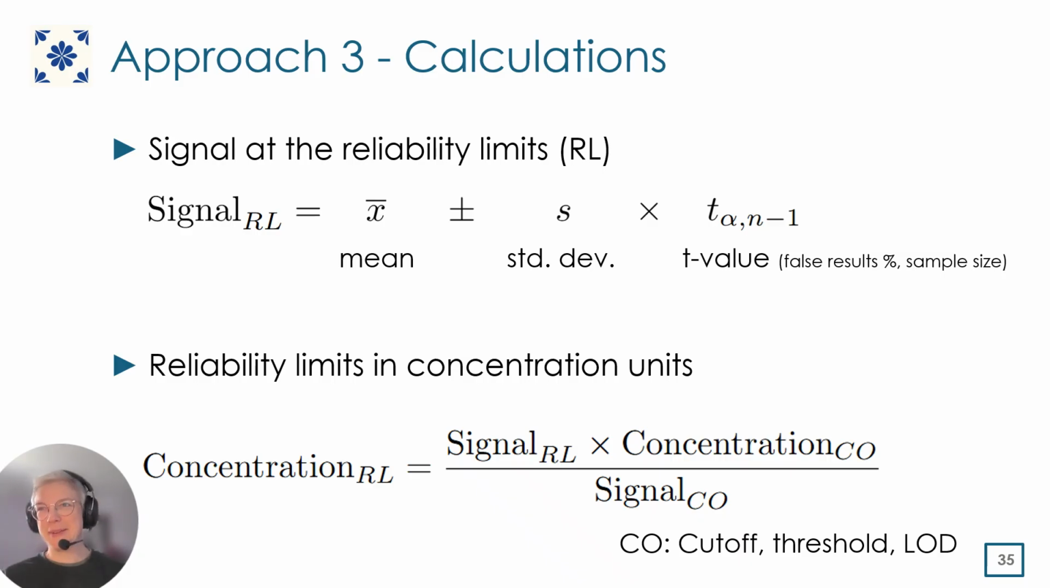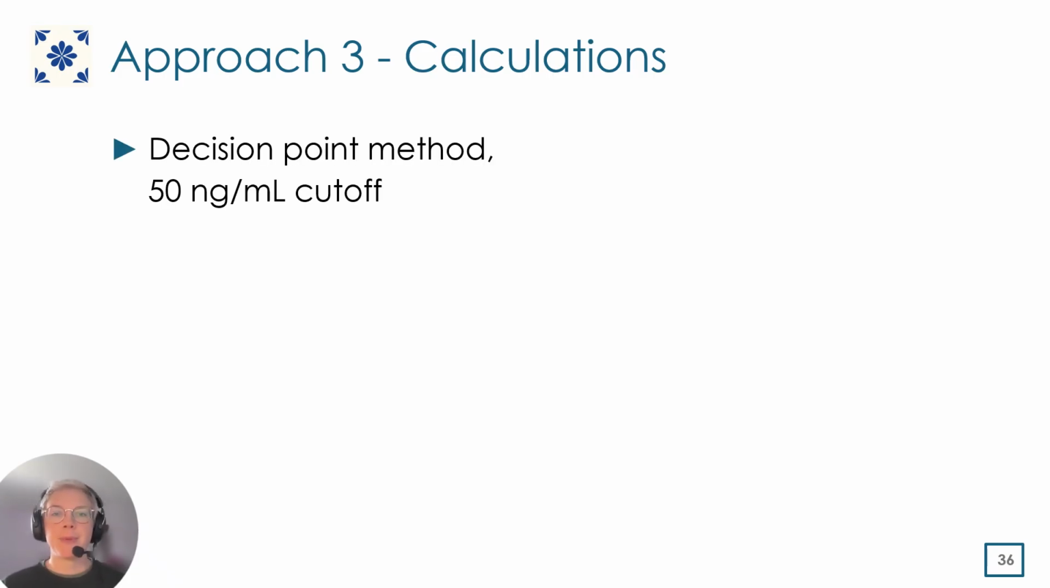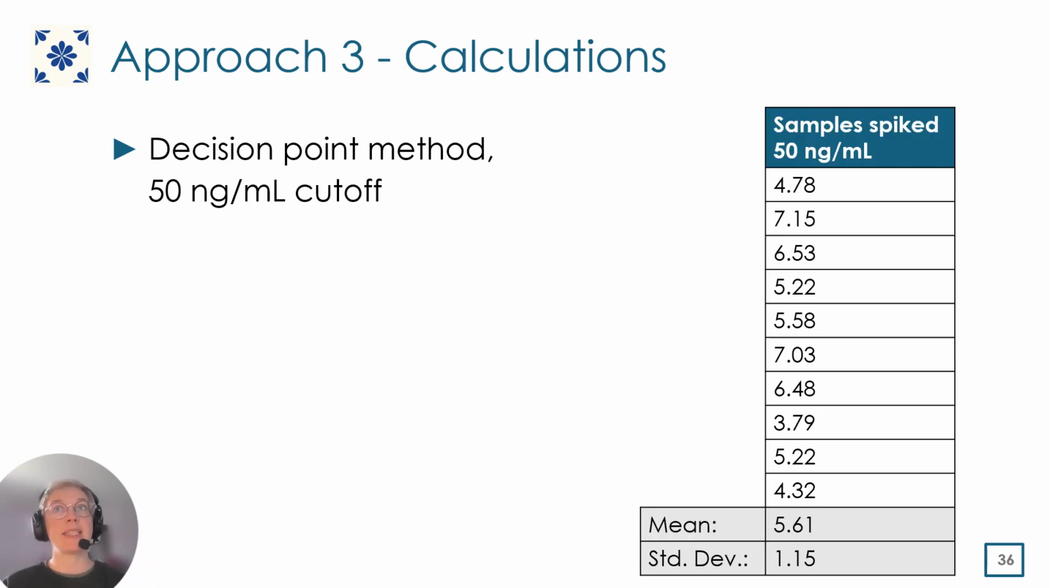Well, this might all be a bit clearer if I show you how this would work with an example. So let's say I'm developing a qualitative method for a new drug. It has a decision point of 50 nanograms per liter. I want to estimate the size of the unreliability zone prior to validation. Okay, so I prepare 10 samples spiked at the decision point, 15 nanograms per ml, and I analyze them. I get these signals here with a mean of 5.61 and a standard deviation of 1.15.